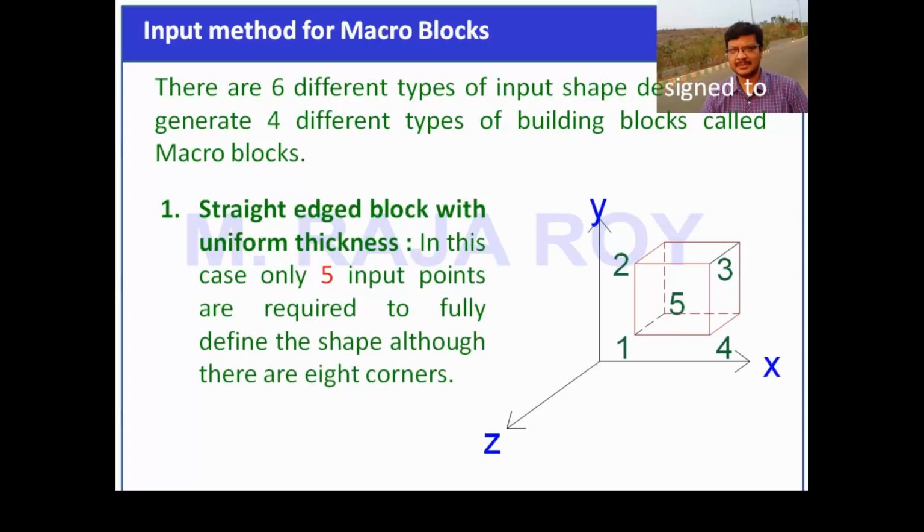Input method for macro blocks. There are 6 different types of input shape designed to generate 4 different types of building blocks called macro blocks. Straight-edged block with uniform thickness: in this case only 5 input points are required to fully define the shape, although there are 8 corners.